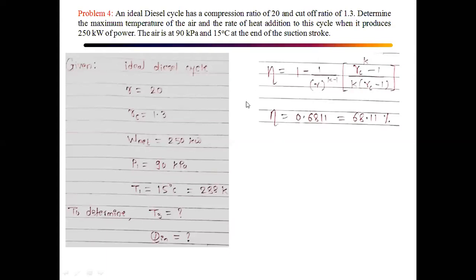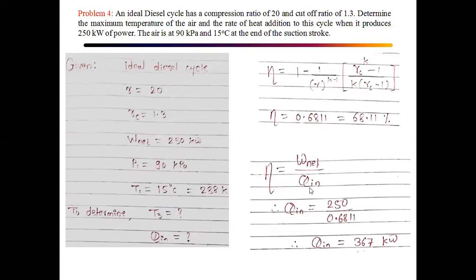So you will get the efficiency after calculation. You will get the efficiency of the diesel cycle. Now use the equation of efficiency, that is efficiency is equal to W net by Q in. So Q in you have to calculate. For that, net power is given, which is 250 kilowatts. So you will get the heat input, the amount of heat which needs to be added so that the efficiency will be 68.11%, which is 367 kilowatt.